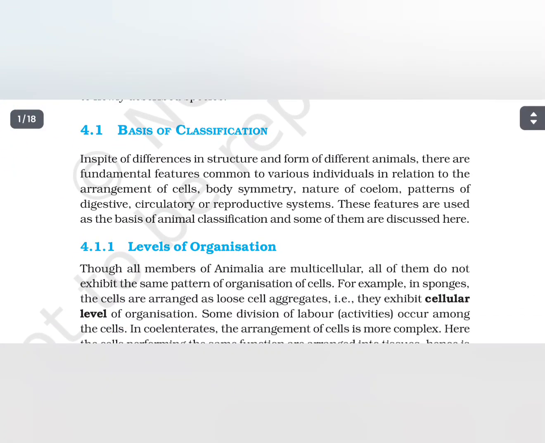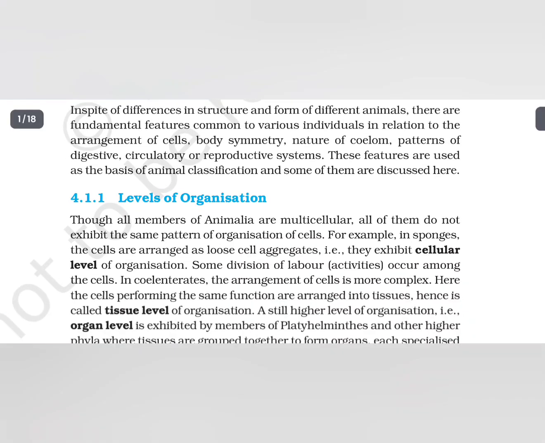Basis of classification. In spite of differences in structure and form of different animals, there are fundamental features common to various individuals in relation to the arrangement of cells, body symmetry, nature of coelom, patterns of digestive, circulatory, or reproductive systems. These features are used as a basis of animal classification, and some of them are discussed here.